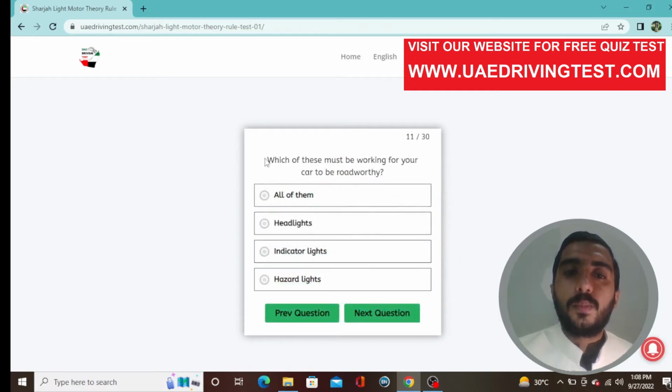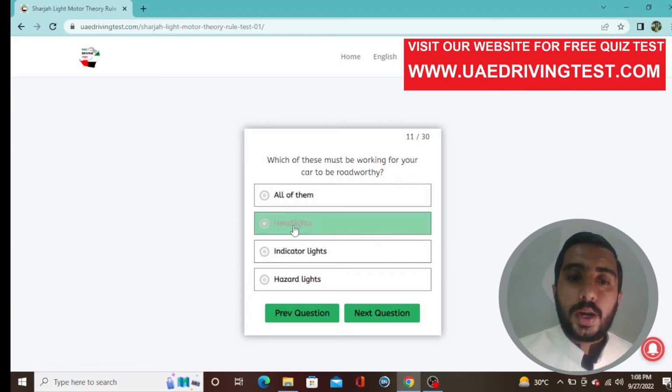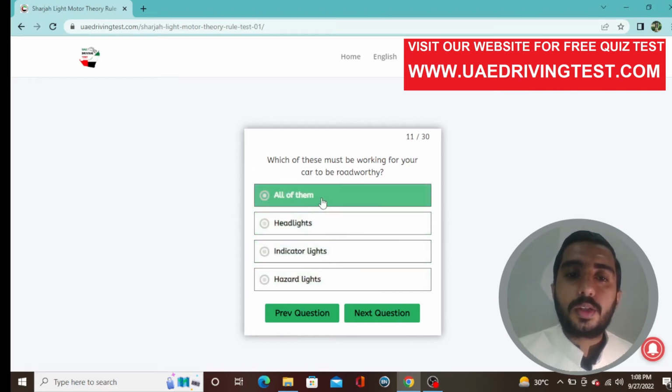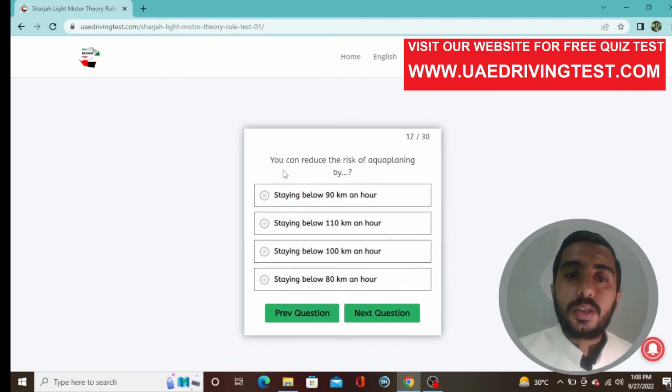Next question. Question number 11 is, which of these must be working for your car to be roadworthy? Headlights, indicator lights, hazard lights. All these options are correct, so I'm going to select option A, which is all of them. Next question. Question number 12 is, you can reduce the risk of aquaplaning by staying below 80 km an hour. Option D is the correct one.